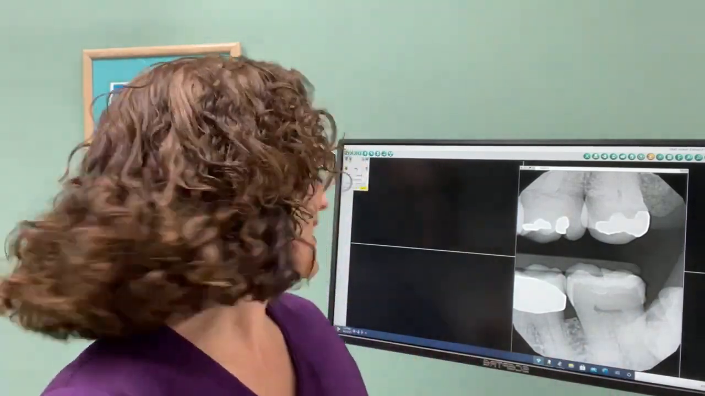And we've talked about calculus before, or tartar. And so this can be a very difficult place to see because it's on the very back side of the very last tooth back there. But you can see it kind of sort of looks like a little spur or a little barnacle hanging off the back side of that tooth. This x-ray allows us to see two things.